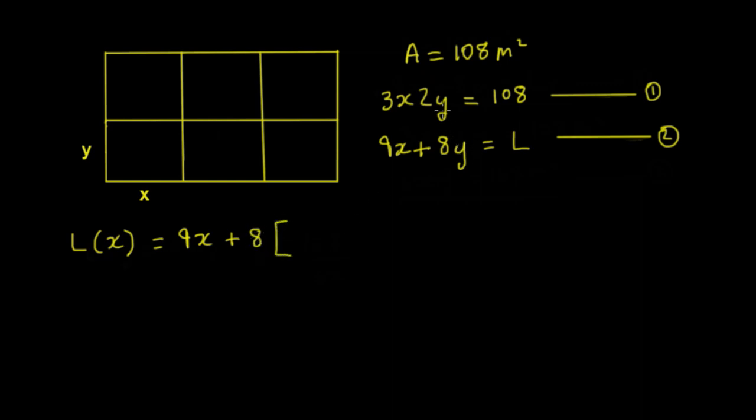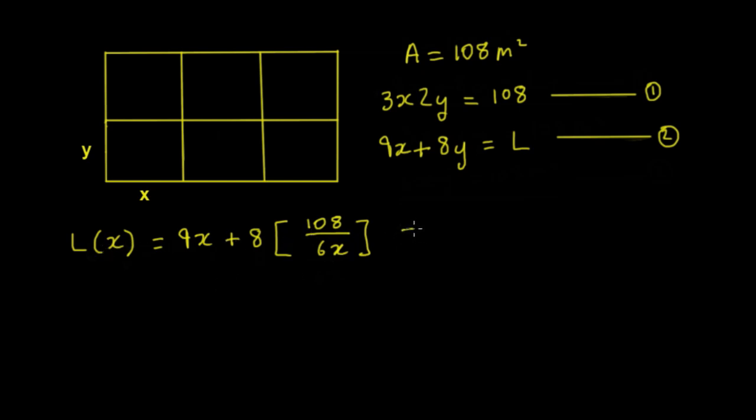But we can find y from this equation here. So the y is going to be equal to 108 upon 2 times 3, which is 6x. So it's going to be 108 over 6x. So all I've done is transpose this equation for the value of y. So this here is going to give us the function L as a function of x.